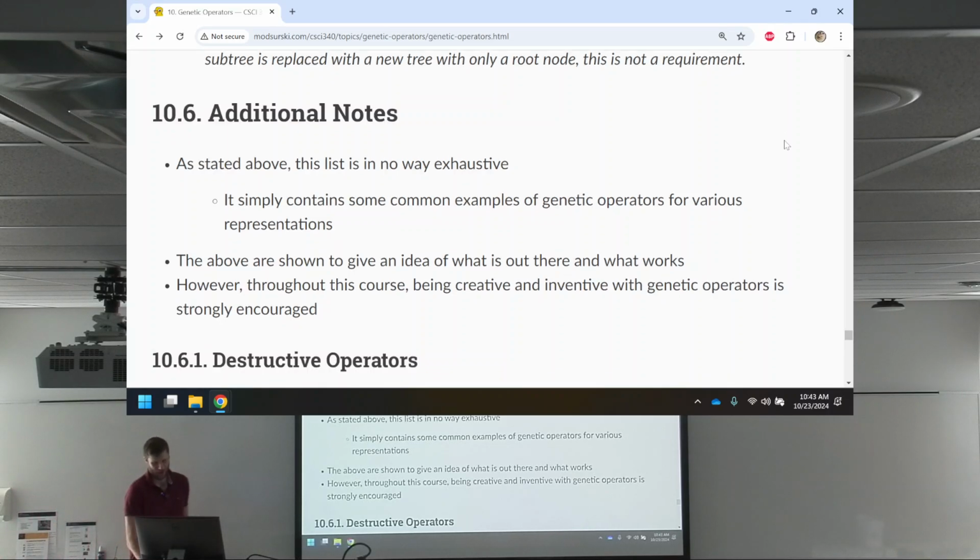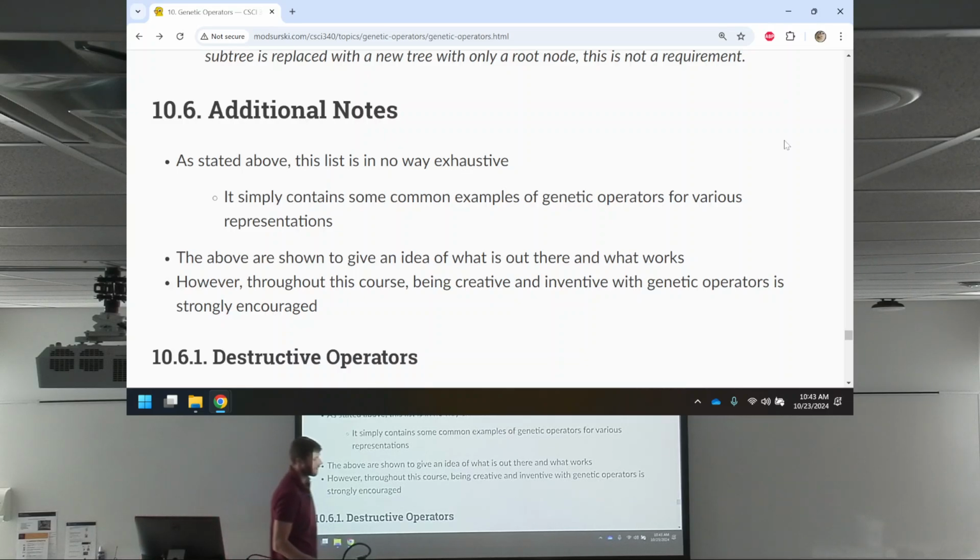Additional notes. This list is in no way exhaustive. Even if it was, it shouldn't have been, because the point, like I've said before, and I'll keep saying it, none of this stuff with evolutionary computation is intended to be, this is the way you do it. No, it's just inspiration for doing it however you want to do it. These are common things people talk about, common operators people will use, but that is not to say these are the operators you should use.